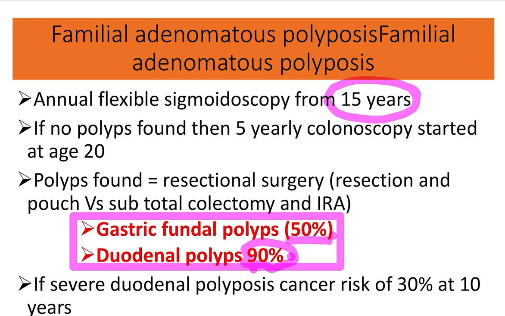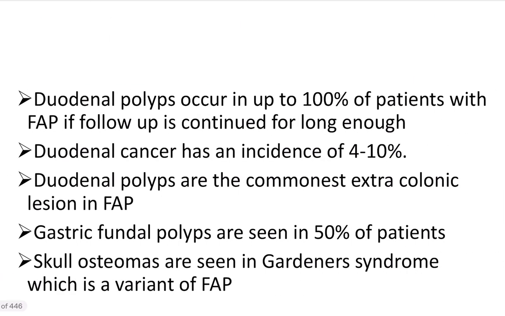If there is severe duodenal polyposis, the cancer risk is 30% at the age of 10 years. Duodenal polyps occur in up to 100% of FAP patients if follow-up is continued for long enough. So duodenal polyps also reach 100% if follow-up continues for a longer time. Duodenal cancer has an incidence of 4 to 10%.